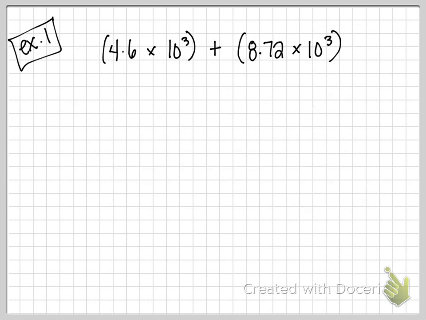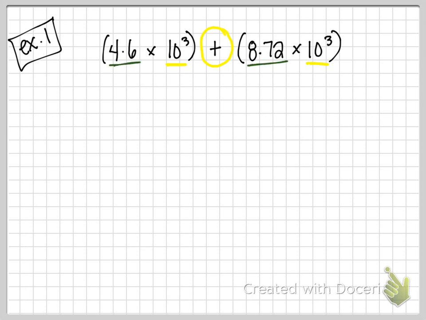Here's example 1. We've got 2 numbers in scientific notation, 4.6 times 10 to the 3rd plus 8.72 times 10 to the 3rd. 2 things we always want to look for before we start is, first of all, what's our operation? In this case, we are adding, which means we need to make sure that our exponents, our 10 to the power of, have the same power. In this case, they do. So we don't have to do any work on the front end here. We just now need to add the factors.